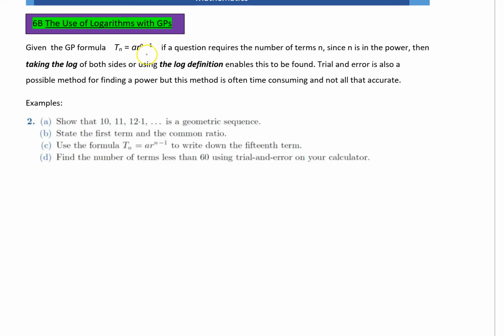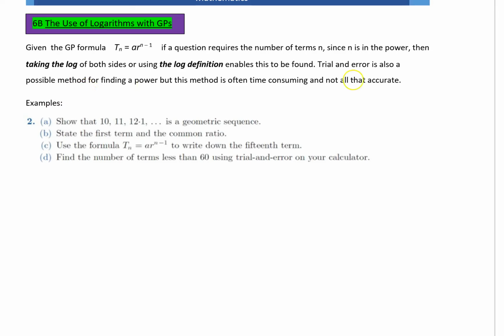Then that's where logs are really useful, because you know the definition of a log. The log of a number to a given base is the power to which the base has to be raised in order to give this number. So we're going to see now a combination of logs and series in order to answer particular questions.